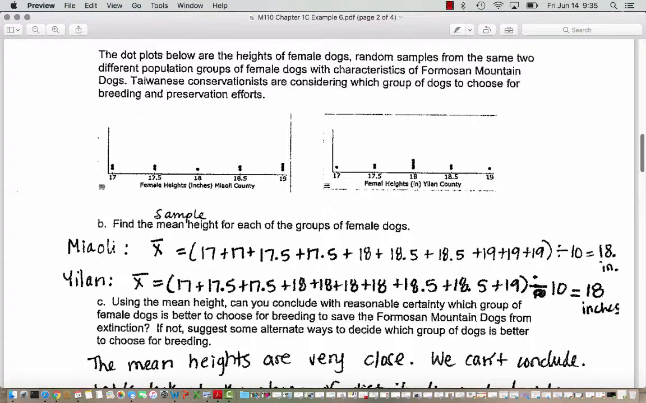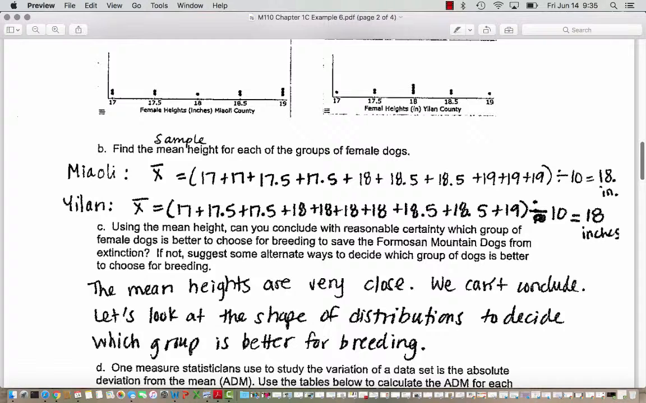So our first job is to compare the mean heights, and I said mean sample heights, for each of these groups. In Miaoli County, I added up every value because each dog is represented by a dot on these dot plots. So I added 17 twice because there are two dots here, so two dogs had heights of 17 inches. I added up the height of every dot, and then I divided by 10. We're working with a small data set so we can do these calculations by hand. If you have more than 10, go ahead and let StatCrunch do these calculations for you.